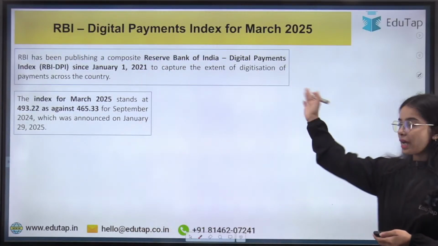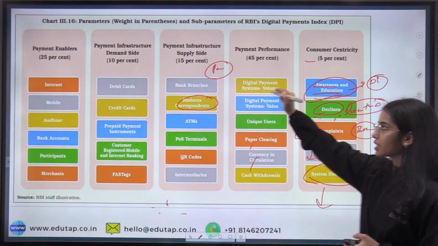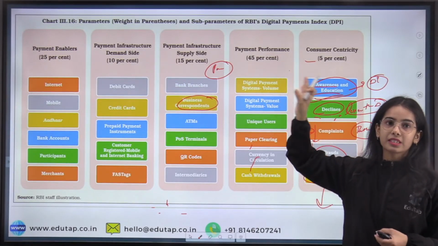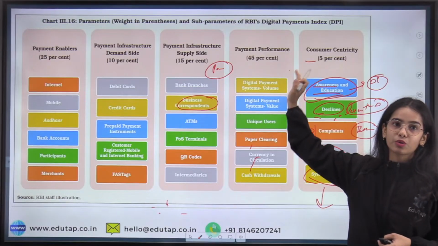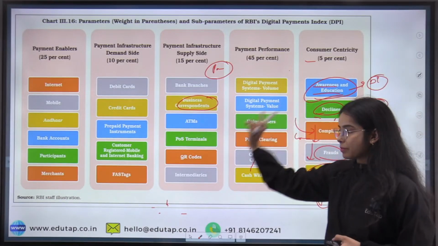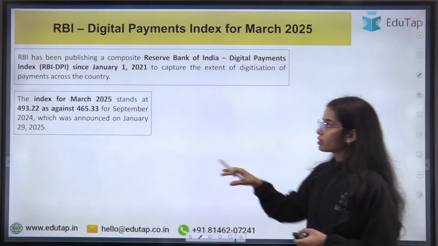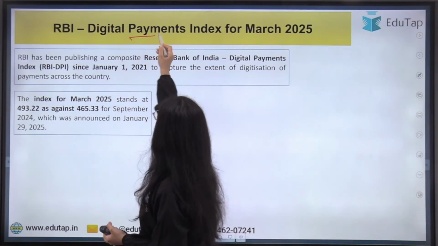Now, I hope the parameters are very much clear. These are the 5 parameters. Remember the weightage, because the weight of the parameters are very, very important. The highest weight is given to the payment performance. Sub parameters also are important. That also you have to keep in mind. Okay. Now coming to the digital payment index.